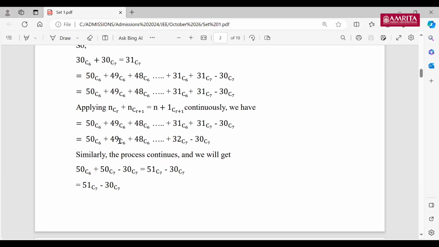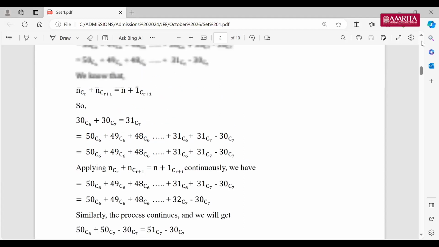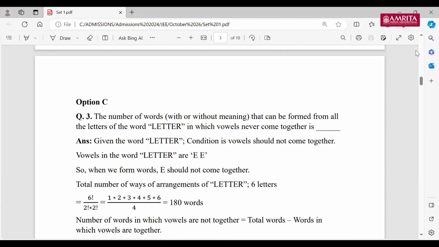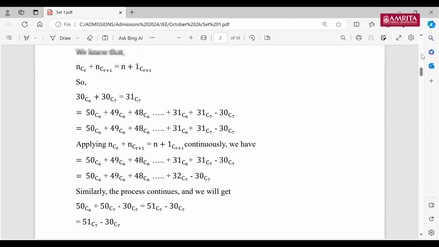After combining the last two terms, you'll get 50C7 minus 30C7. So this is also nCr plus 1, that will be n plus 1 C r plus 1. So 51C7 minus 30C7. That's the answer. And it's given in the options, 51C7 minus 30C7, which I think is given as option C. Yes, it is given as option C in the question.